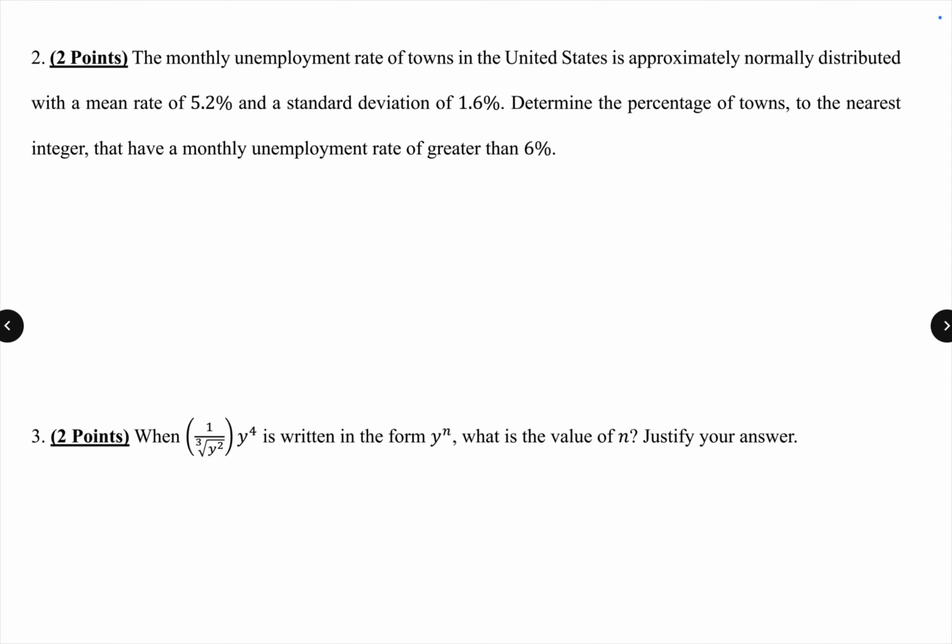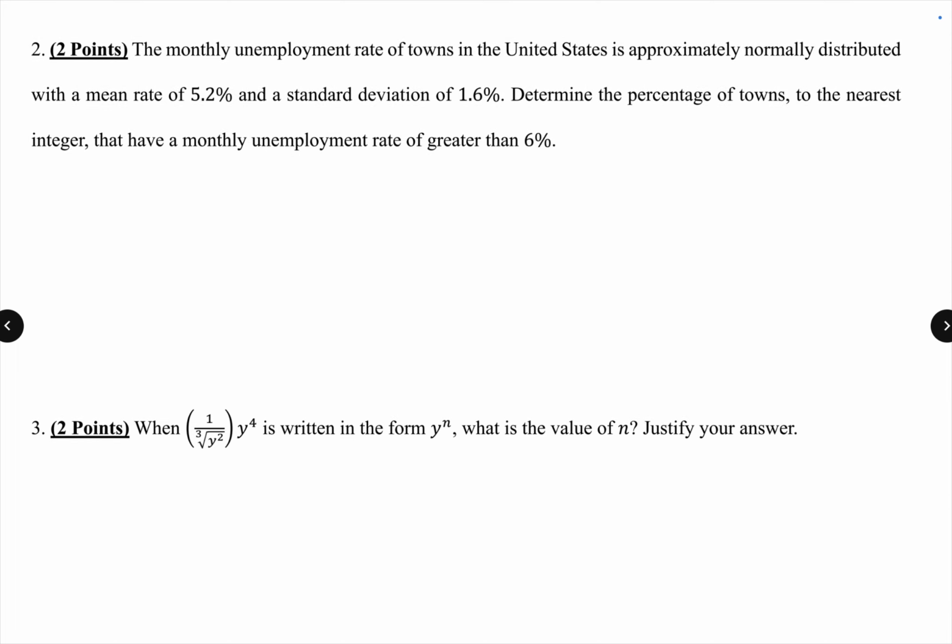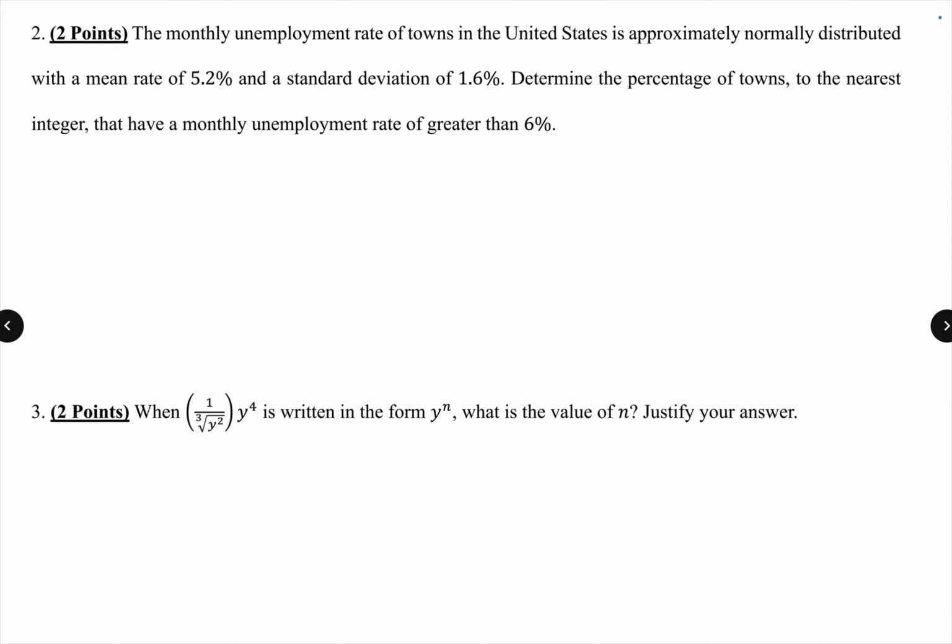Moving on, another 2-pointer. The monthly unemployment rate of towns in the United States is approximately normally distributed with a mean rate of 5.2% and a standard deviation of 1.6%. Determine the percentage of towns, to the nearest integer, that have a monthly unemployment rate of greater than 6%.